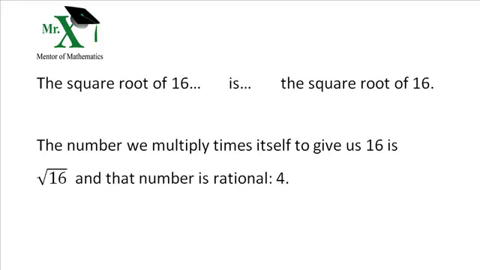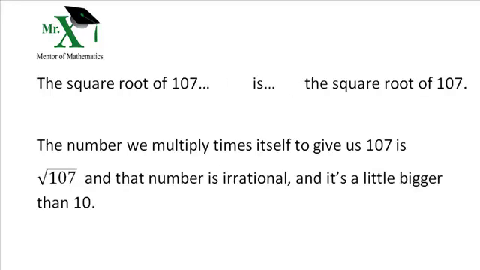And when we say the square root of 16 is the square root of 16, we can just call it 4. Because the number we multiply times itself to give us 16 is, by definition, the square root of 16. And that number is rational. And that number is 4. The square root of 107 is the number we multiply times itself to give us 107. And that number is irrational. And it's a little bigger than 10.